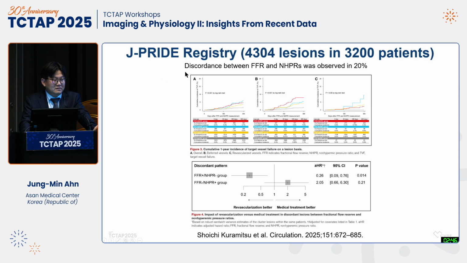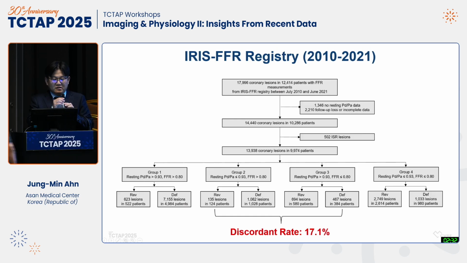But even in this study, they did not show the prognostic difference between the FFR positive discordant and the non-hyperemic pressure ratio positive discordant. So over the last 10 years, we enrolled the FFR registry, around 10,000 patients, in whom we measured the resting PDPA instead of iFR, and the final FFR. We grouped them into 4 groups. Group 2 is non-hyperemic pressure ratio positive discordant.